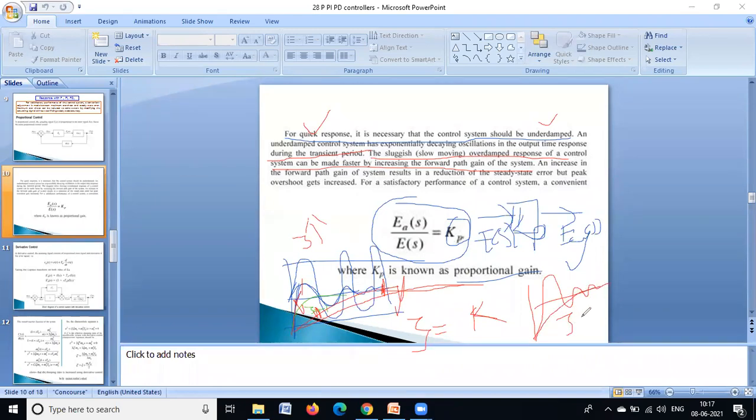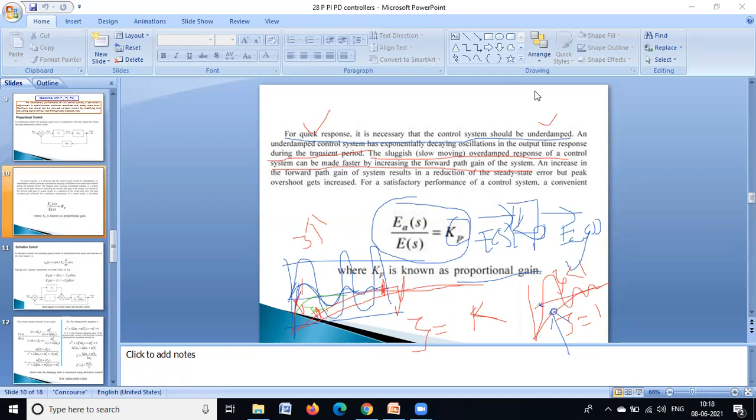When zeta is equal to 1, this is zeta less than 1. Okay, so this is the sluggish system. This system is called a sluggish and slow moving system. Even though there are no oscillations and it reaches the final value, it is termed a sluggish or slow moving system. The overdamped response of a control system can be made faster. If I want to make this system a faster response, here this is a faster response when compared to this one.